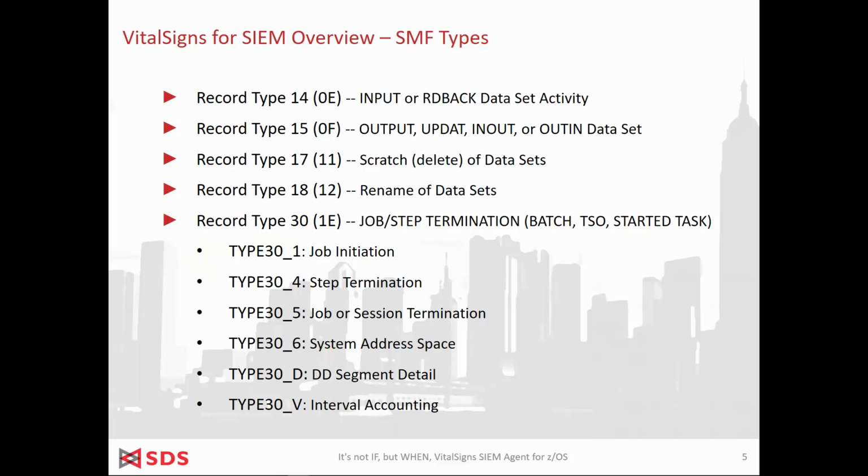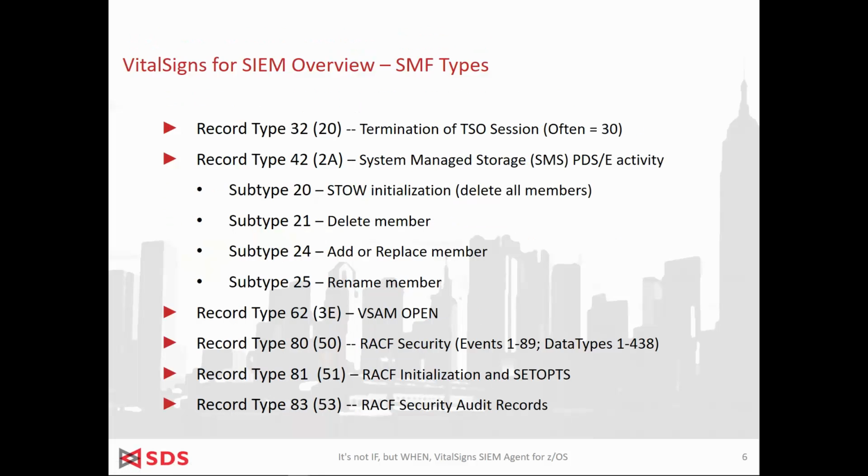So here's a feel for some of the SMF types that we collect on VSA, like the type 17 and the type 18s. You may want to report on the type 30s when started tasks are initialized or when batch jobs run. There's also the type 32s, type 42s, the type 62, then the type 80. That spreadsheet that I'll be sharing with you in a few minutes time highlights some of the events that we think are important to start monitoring on your system.